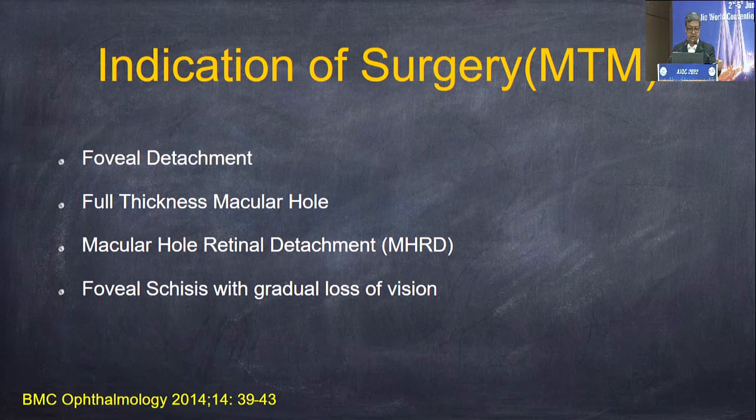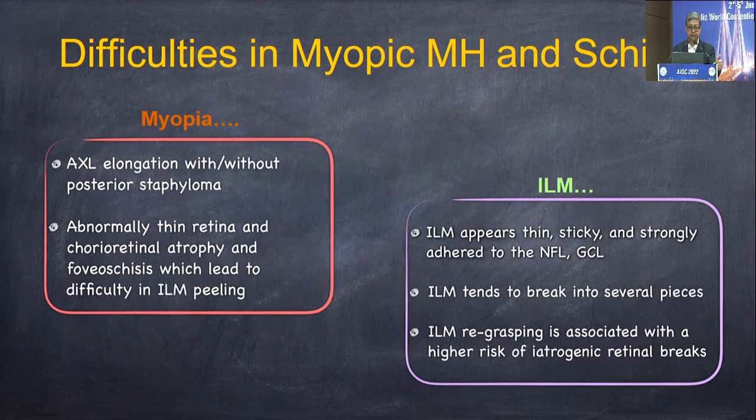So what are the indications for surgery in these cases? Mainly the foveal detachment. Full thickness macular hole is the second point. The third point is macular hole along with retinal detachment. And sometimes if the foveal schisis is progressing with a gradual loss of vision.